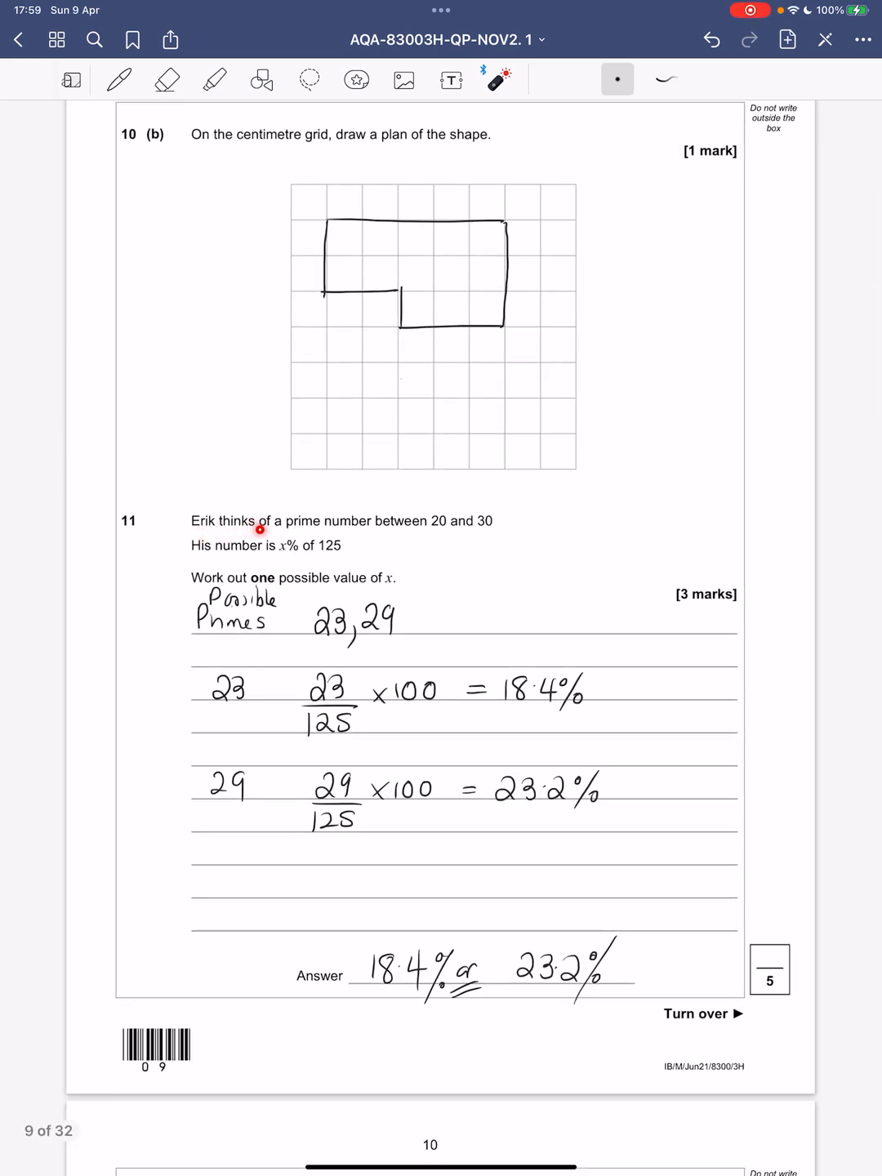Right, Eric thinks of a prime number between 20 and 30. His number is x% of 125. Work out one possible value of x. So our possible primes between 20 and 30 are 23 and 29. 23 divided by 125 times 100 is 18.4%. Or if it was 29, 29 divided by 125 times 100. These are done on the calculator, 23.2%.